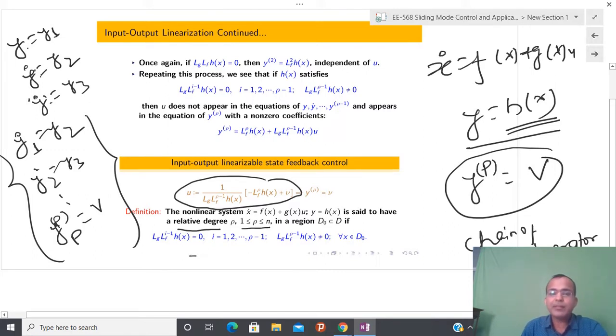And if this kind of thing happens, it means that if this is not 0, then control will explicitly appear. Since this is 0 up to rho minus 1 times, control is not going to appear. And at the last moment, when I take the pth derivative or rhoth derivative, at that time this is going to appear. Due to that reason the relative degree is rho or p, whatever you want to tell. So in this way I am telling that the system is input-output linearizable.